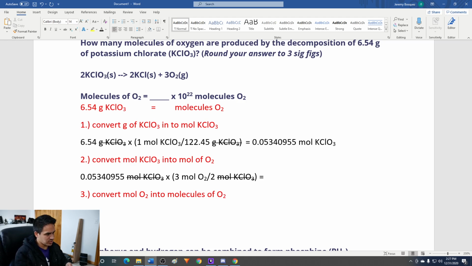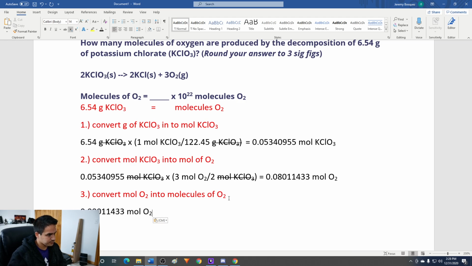So let's take that number that we had to begin with. We're going to times that by 3, divide that by 2. We get 0.0801143 moles of O2. Again, I'm going to round at the end. And then lastly, this is the last step that is different from the previous one, is we're going to go from moles of O2 into molecules of O2.